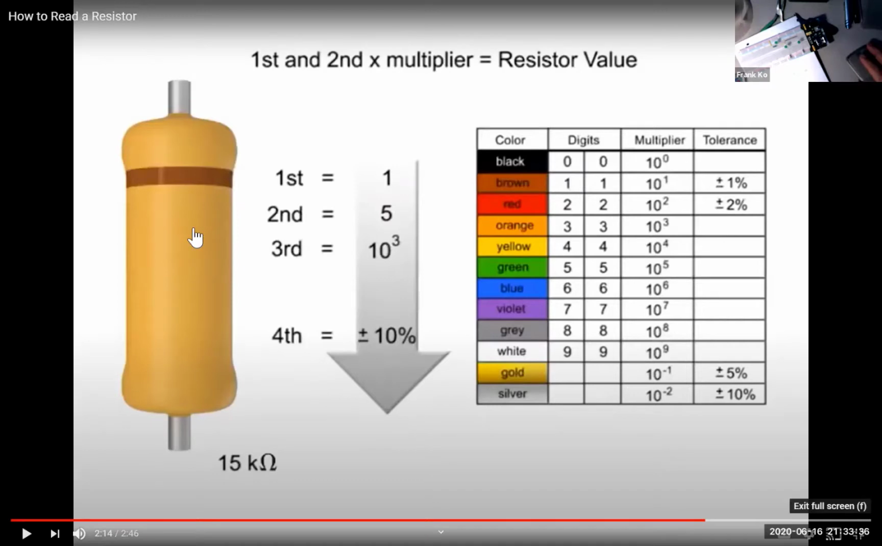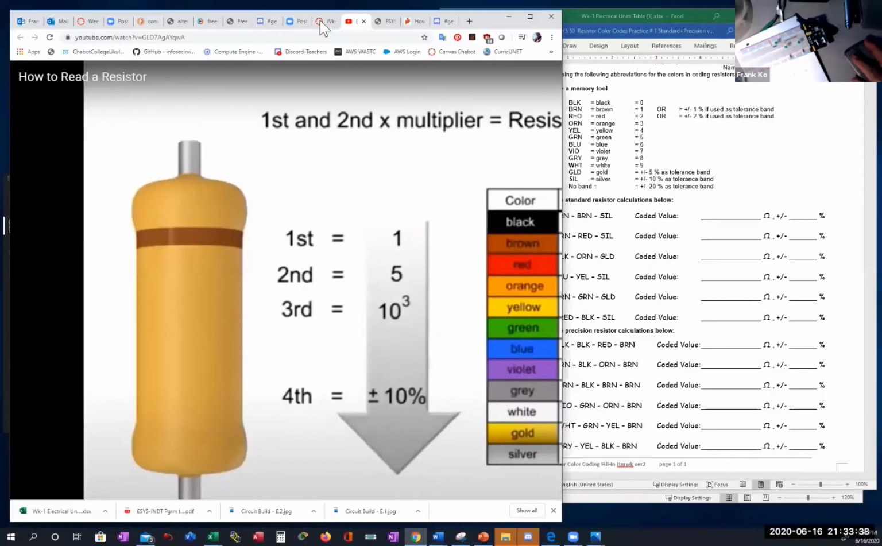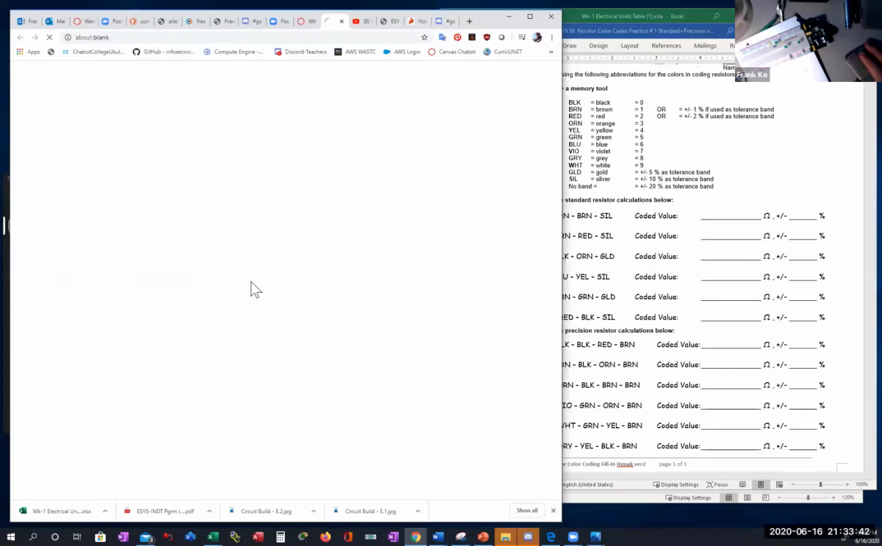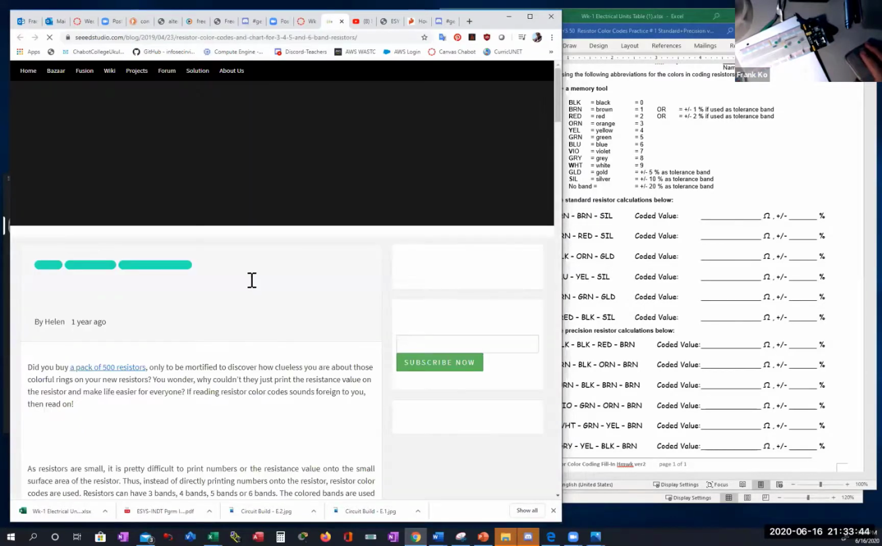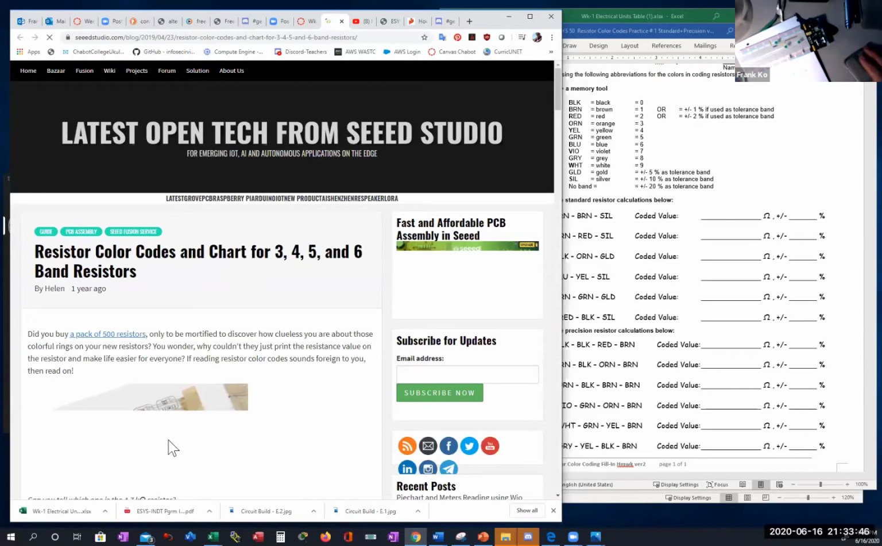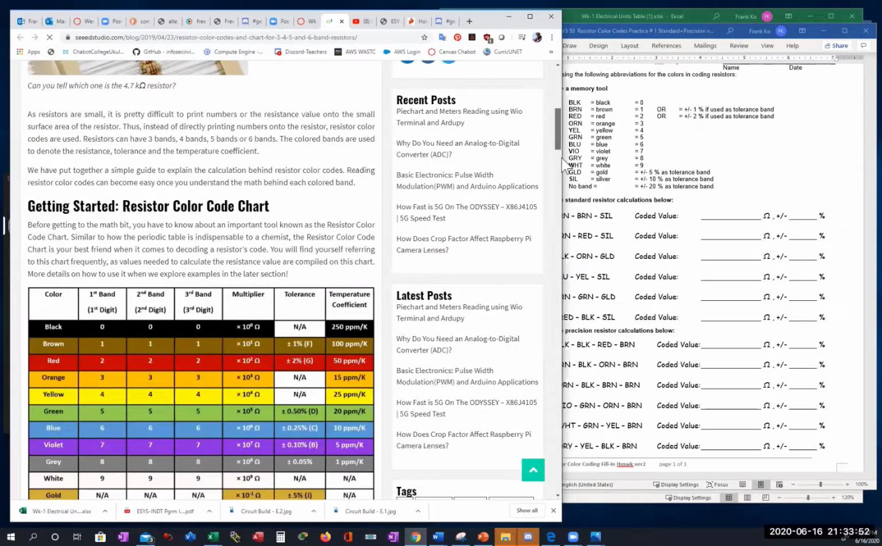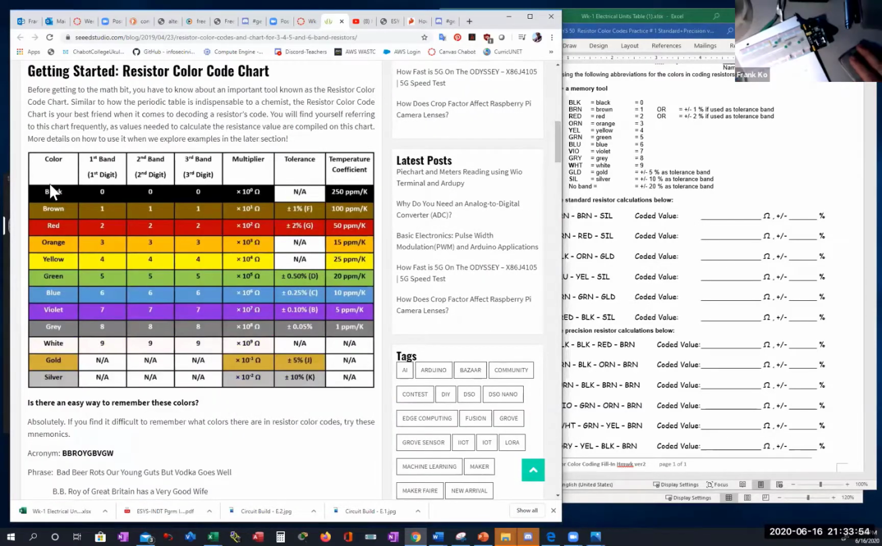Then there is a separate tutorial on how to read, in general, 3, 4, 5, and 6-band resistors. This particular guy does so here. And fundamentally, this is what we have. The color coding sequence is the same sequence. Black, brown, red, orange, yellow, green, blue, violet, gray, white, gold. So that sequence is the same.